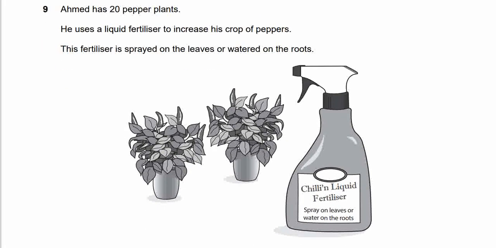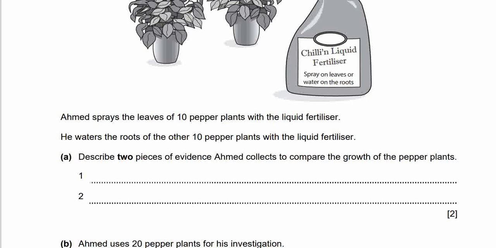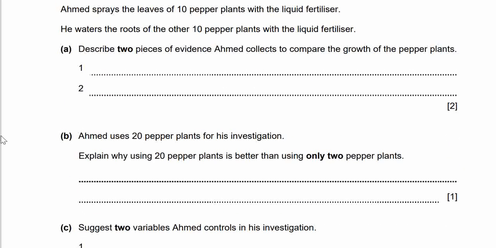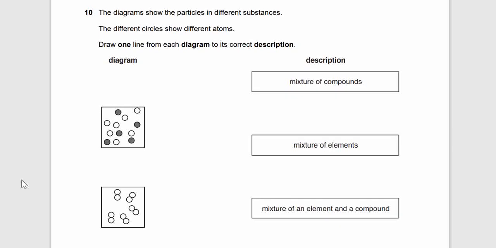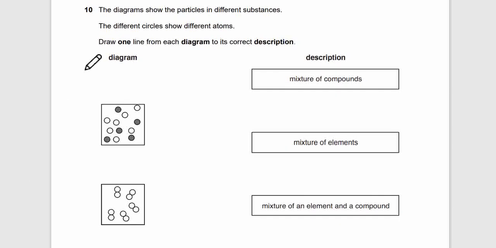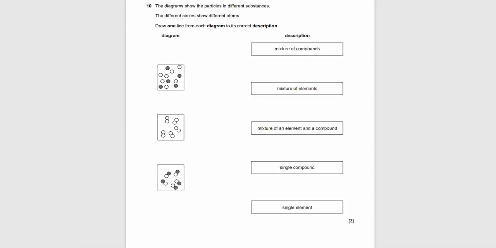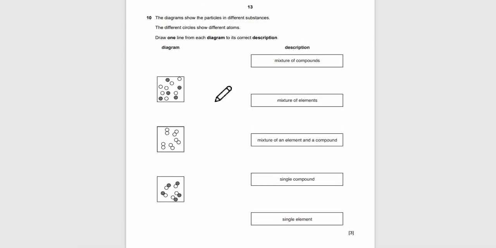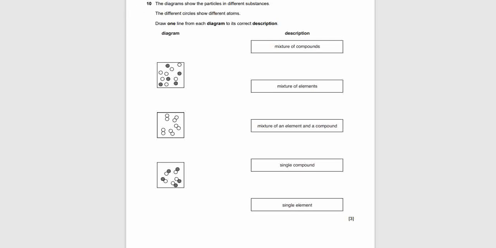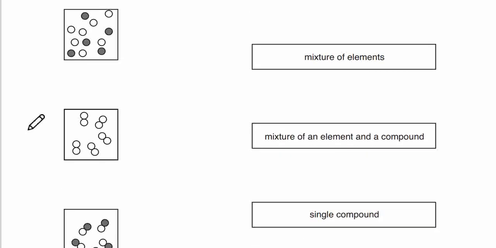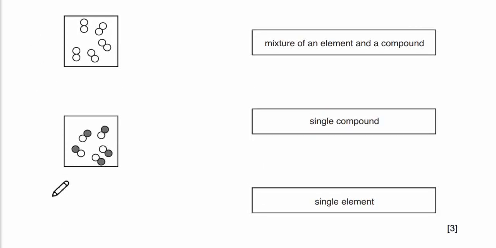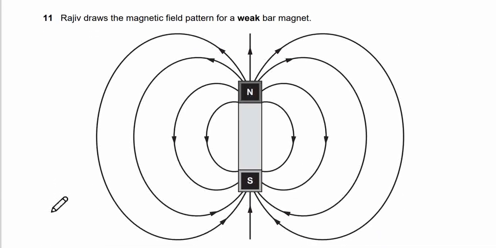Next is question 9, and then ABC. Next will be question 10. The whole question 10. And then this is part of question 10. And this is part of question 10. And this is question 11.